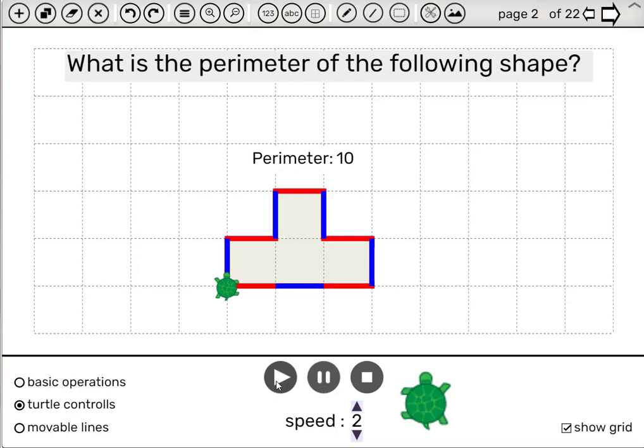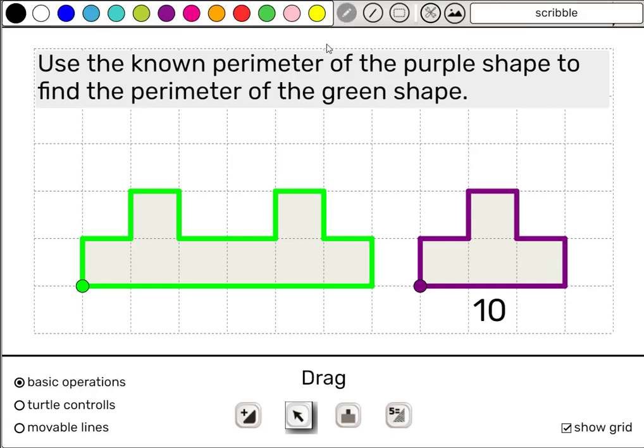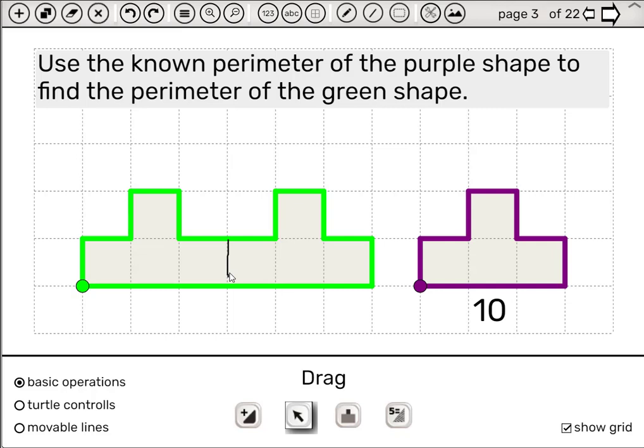Now we will use this answer in the next question. Here, the students are instructed to use the known perimeter of this shape to figure out the perimeter of the green shape. Emphasize that the idea is not to count the perimeter of the green shape independently by counting around the shape. Hopefully, the students will notice that the green shape is made out of two purple shapes. So some students may conclude that if the perimeter of the purple shape is 10, the perimeter of the green shape will be 20. This, by the way, is true with regards to the area of the green shape. It is, of course, twice the area of the purple shape.